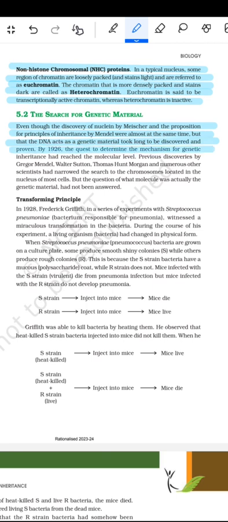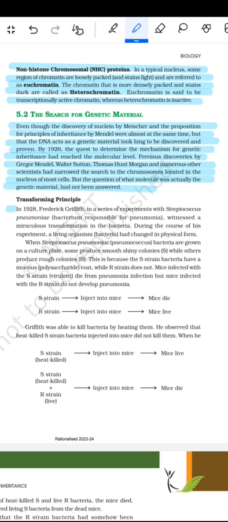By 1926, the quest to determine the mechanism for genetic inheritance had reached the molecular level. Previous discoveries by Gregor Mendel, Walter Sutton, Thomas Hunt Morgan, and numerous other scientists had narrowed the search to the chromosome located in the nucleus of most cells. But the question of what molecule was actually the genetic material had not been answered.